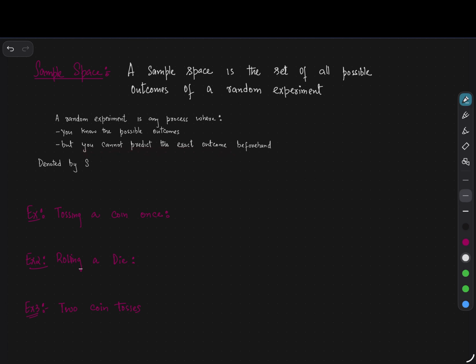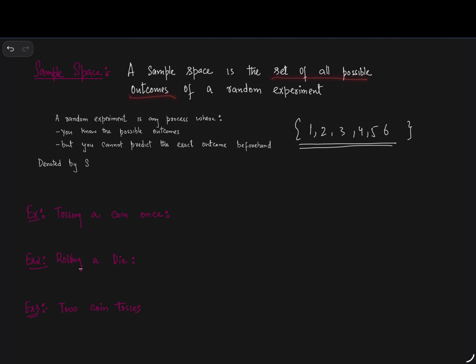For example, if we roll a die, we know the set of possible outcomes of a die. We can get a 1, 2, 3, 4, 5, or a 6. So this is a set of possible outcomes when we roll a die. But when we roll a die, we're not sure which one of these we'll get. So this type of experiment is called a random experiment. And the set of all possible outcomes of such an experiment is called a sample space, and it is denoted by the letter S.